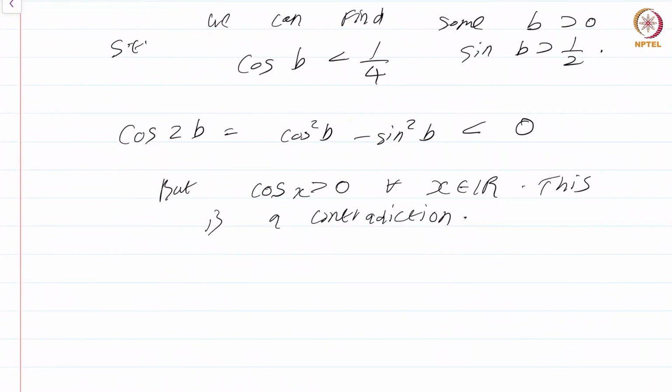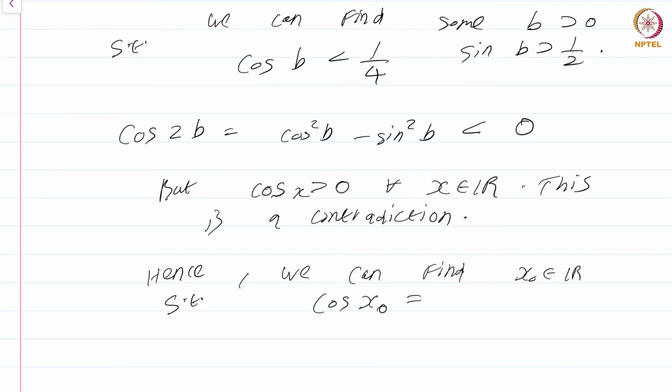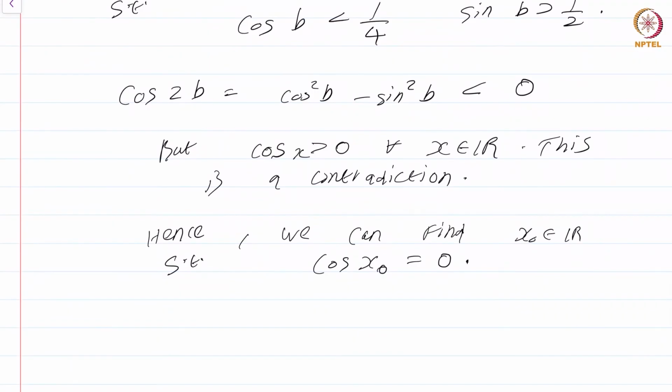Okay, hence our assumption is wrong. We can find x naught in R such that cos x naught is equal to 0.